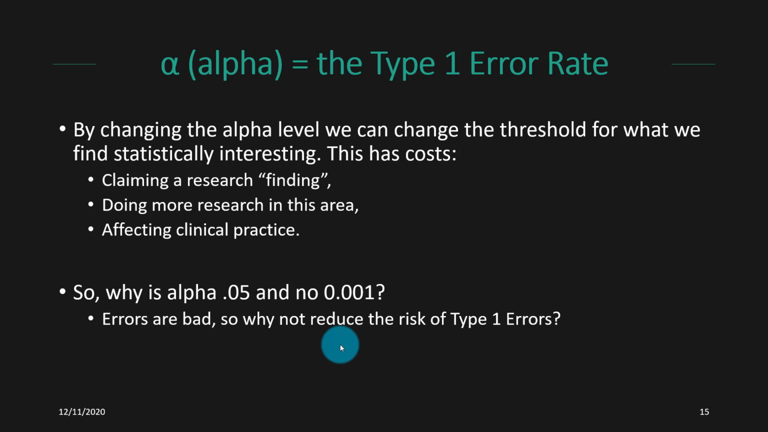So by changing the alpha level, we can change the threshold for what we consider statistically interesting. Now, this is going to have costs, right? Because if I make it harder to declare something statistically interesting, that means I'm making it harder to declare a research finding. Which might mean that if I don't say that it's statistically interesting, maybe I don't go on to do another experiment in this area, or maybe somebody else doesn't, right? And these things can potentially then have an influence on clinical practice.